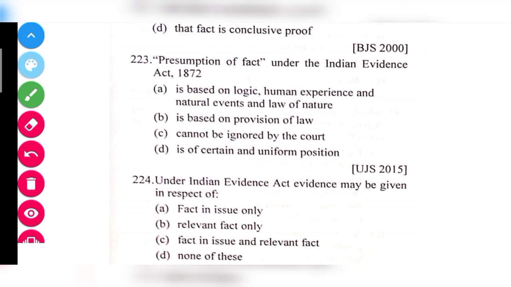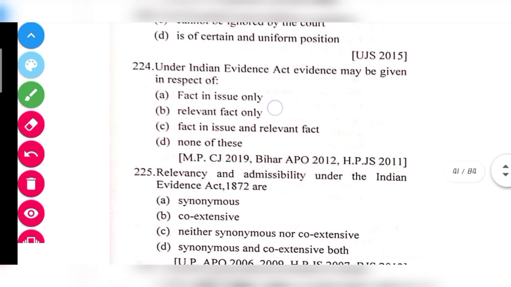223. Presumption of fact under the Indian Evidence Act 1872. Answer is A. 224. Under the Indian Evidence Act, evidence may be given in respect of. Answer is C.